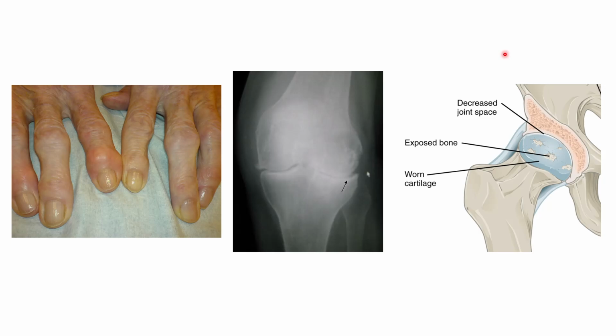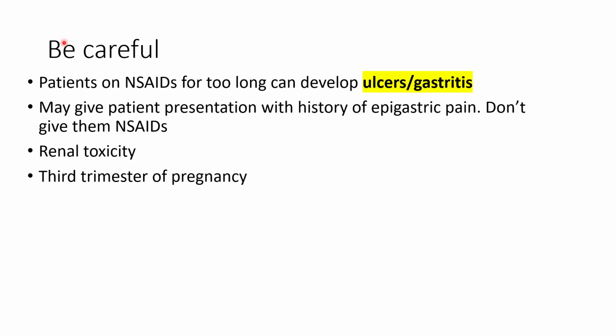Again, be careful. They'll try to trick you. They'll give you a very obvious case of osteoarthritis. However, you don't want to have these patients on NSAIDs for too long because of ulcers and gastritis. So you really want to read your questions before you answer. The patient can often have epigastric pain. You probably want to evaluate them for ulcers first. Renal toxicity, very obvious one. Third trimester of pregnancy, again, don't give them NSAIDs.